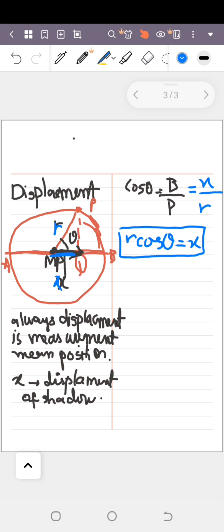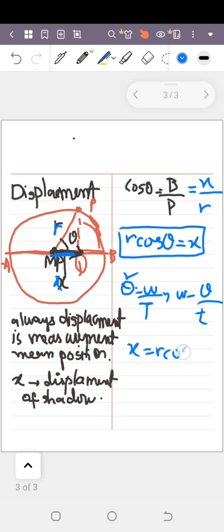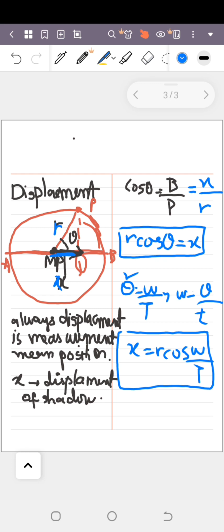Now we have to find out what the value of theta actually is. Remember the formula we did in circular motion: omega was equal to theta upon t, so theta is omega t. We will put the value. x is r cos, and at the value of theta we put omega t. So now this is the displacement of a shadow.